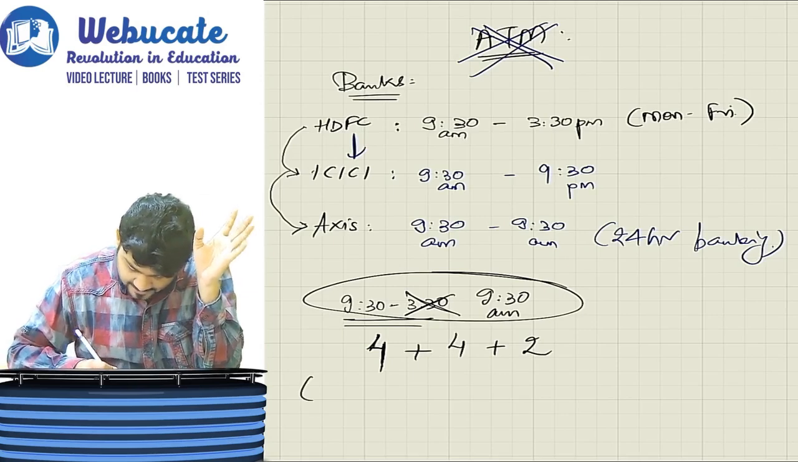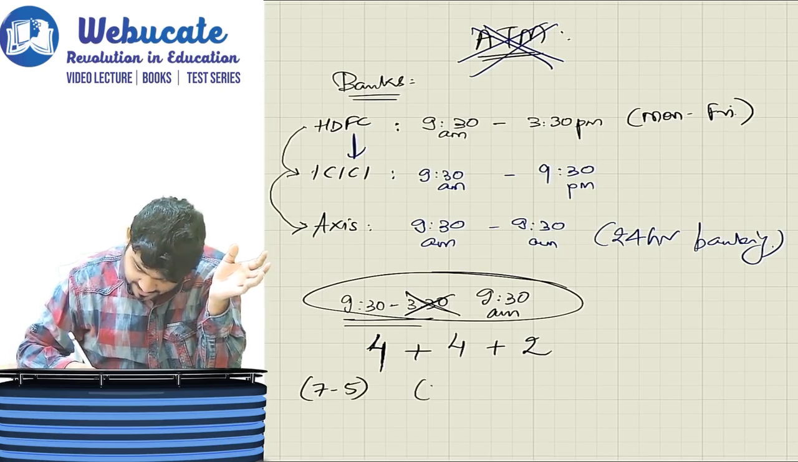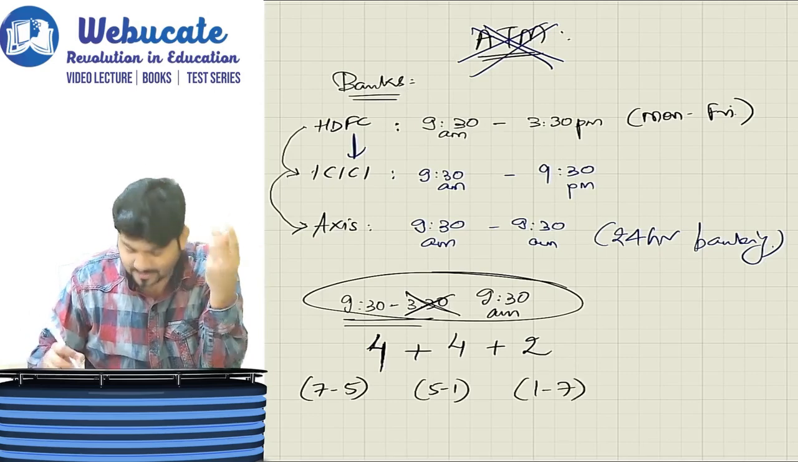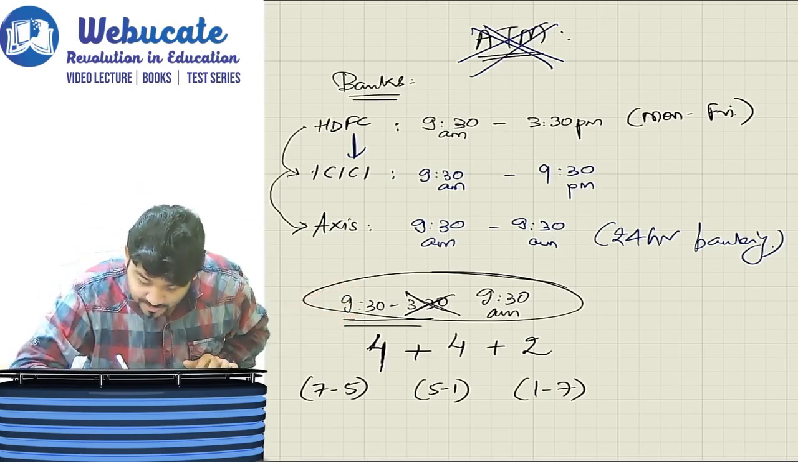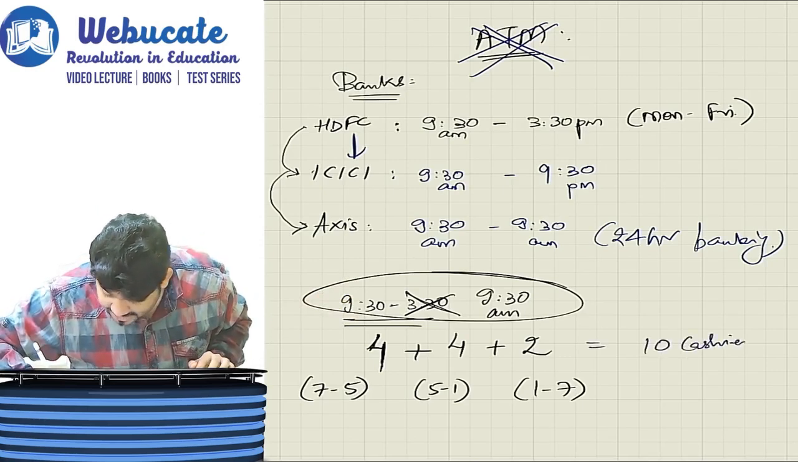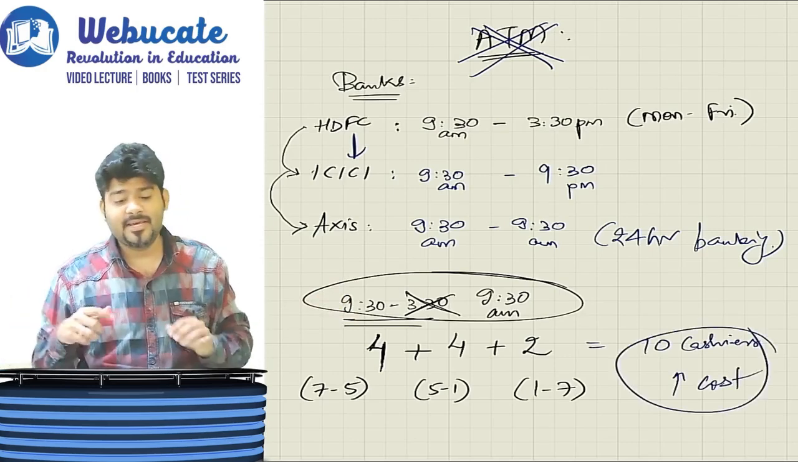So probably we'll have a shift like morning 7 to 5, then 5 to 1, and then 1 to 7, something of this sort. Now, how many cashiers do you need? Sir, we need 10 cashiers. Now, if you need 10 cashiers, can I say it will result in increase in cost? Tell me, yes or no.